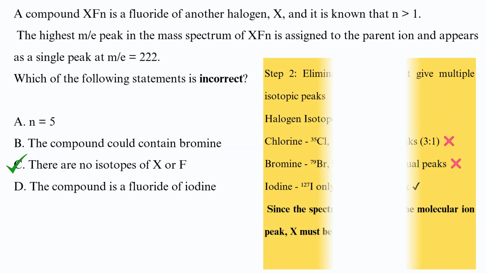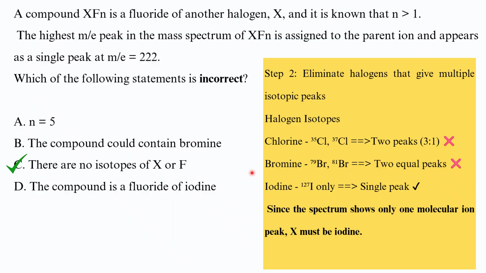Now let us check the other options. In option B, they have mentioned that the compound could contain bromine, and option D says the compound is a fluoride of iodine. So let us check which halide will be present in the compound. We know that we have three halogens other than fluorine: chlorine, bromine, and iodine. When we talk about chlorine, we know that it gives two isotopic peaks in the ratio of 3:1. This means chlorine is not there.